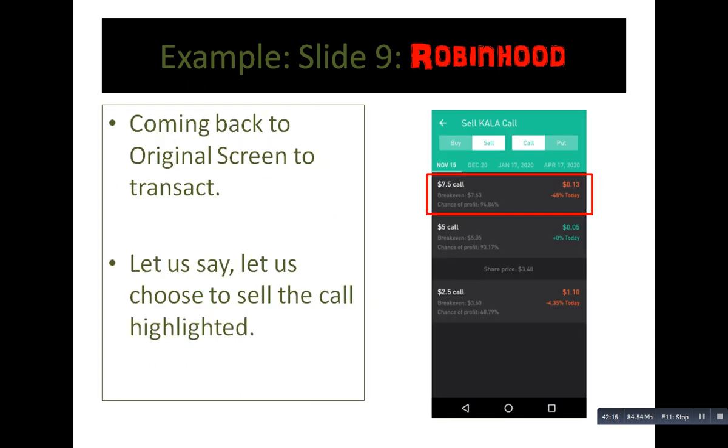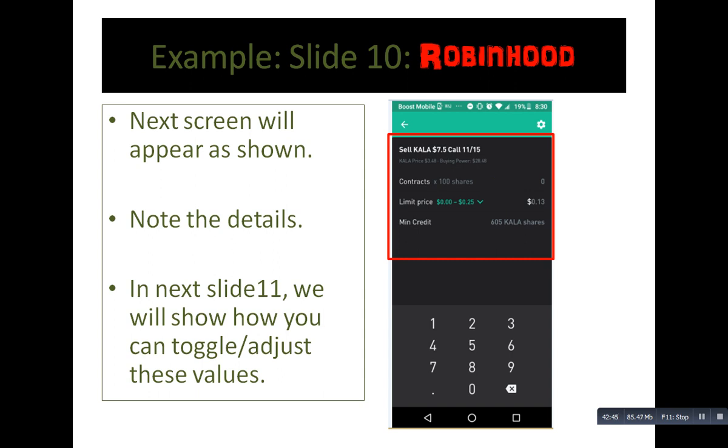So now I'm going back to my original screen and I'm going to show you by proceeding with this $7.5 call. In order to proceed, you will click on this general area of the $7.5 call. Let's say we have done all our analysis, and now we want to sell this $7.5 call. You will click in this general area, and it will bring you to this screen. Now see what it is showing you.